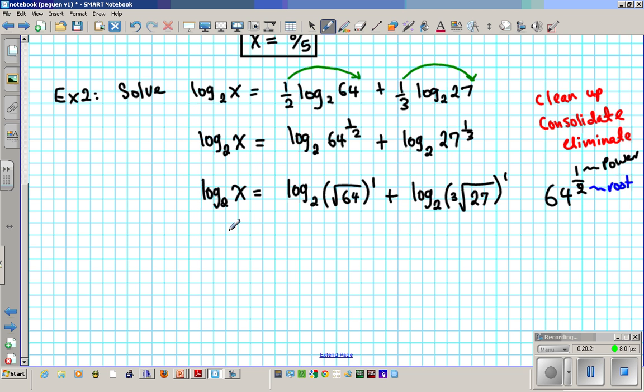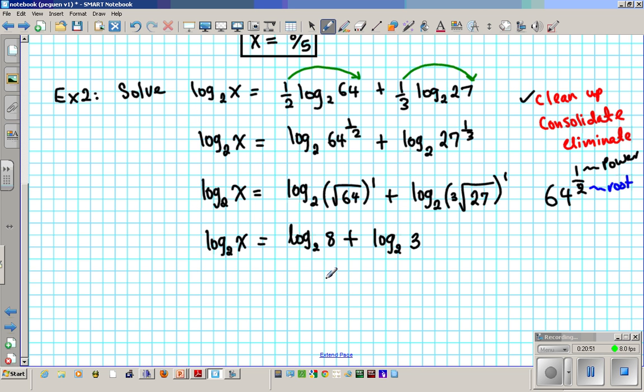What I'm trying to do here is clean up the logs so I can consolidate them. So bring down the left side, log base 2 of x equals log base 2. The square root of 64 is what? 8, right? 8 to the 1 is 8, plus log base 2. What is the third root of 27? One number multiplied by itself 3 times to get 27. 3, right? So it's going to be 3. If you don't know, you can use a calculator or just play with numbers. Like that. Now we've cleaned it up.